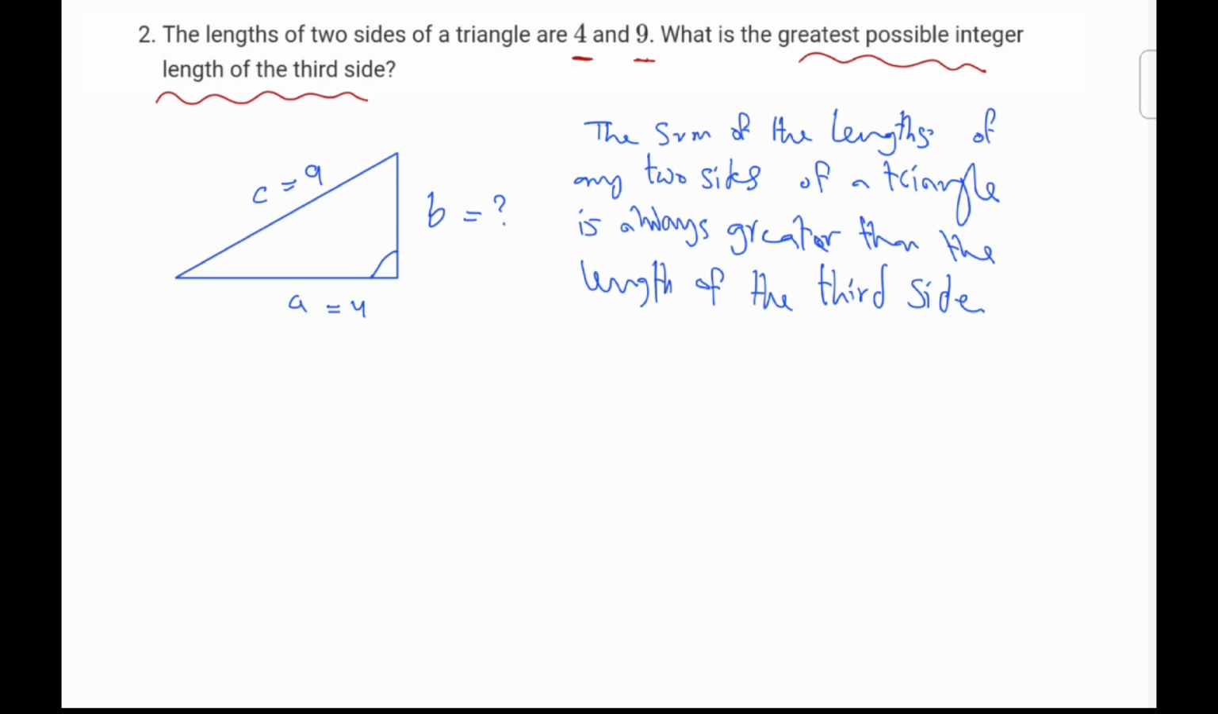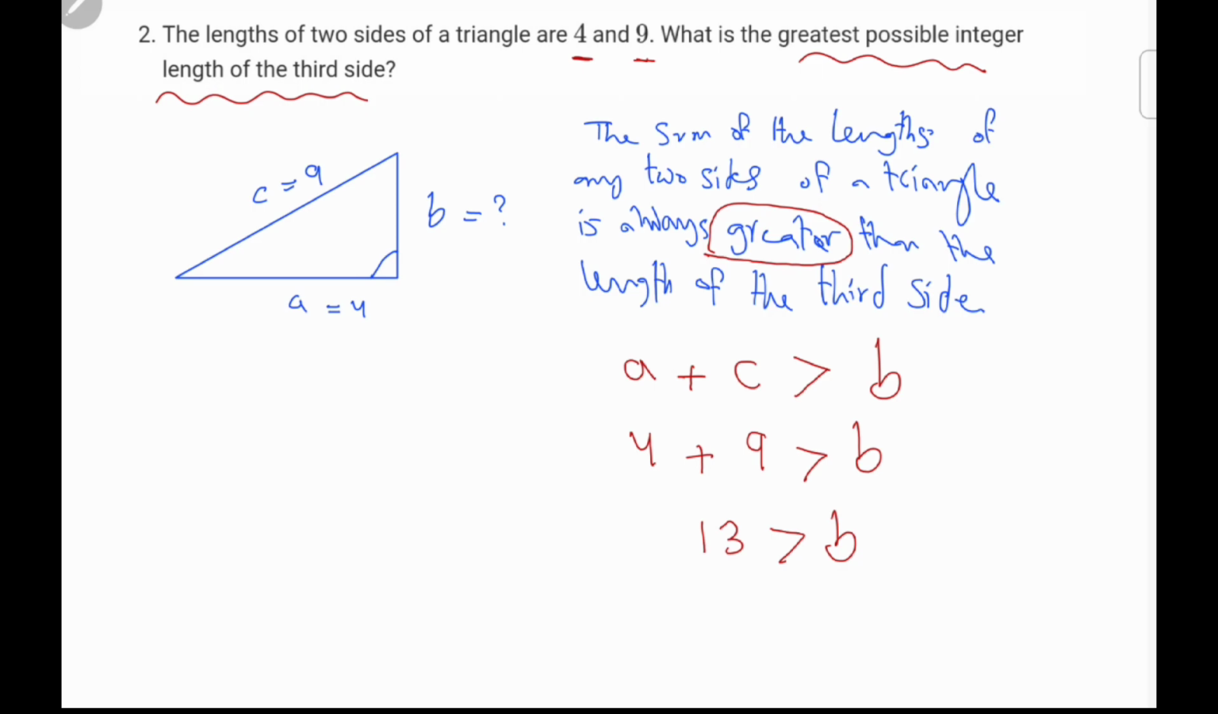And that's it. So this sentence can be interpreted mathematically as the following inequality. A plus C must be greater than B. This is strictly greater than. There's no equality here. So A is 4 plus 9 greater than B. So B is strictly less than 13. So what is the greatest possible integer less than 13? The greatest possible integer less than 13 is 12.